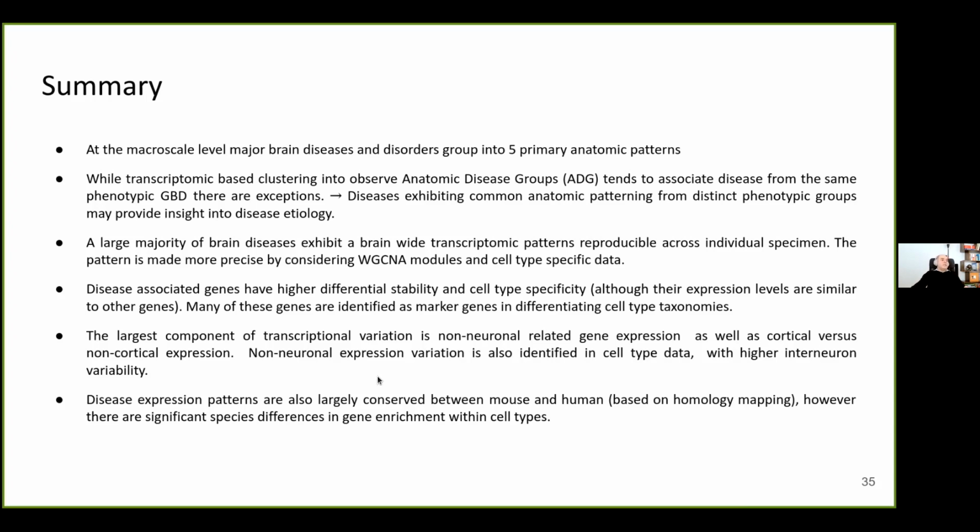And finally, disease expression patterns were largely conserved between mouse and human. However, the enrichment level was more divergent between the 2 species.